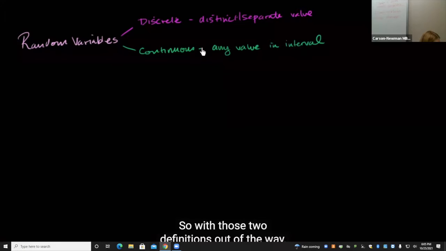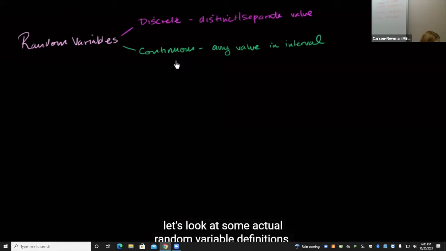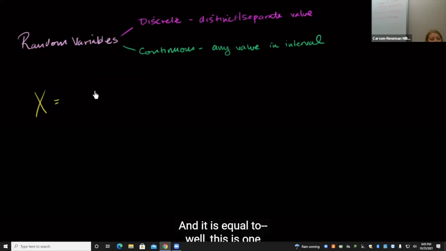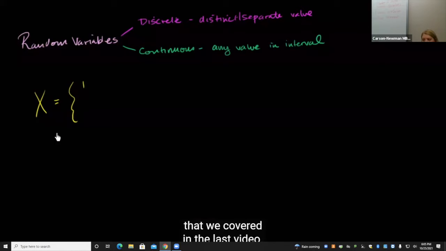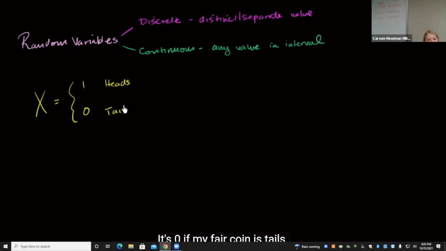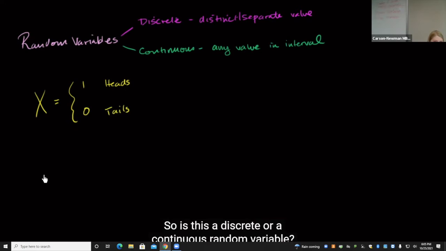So with those two definitions out of the way, let's look at some actual random variable definitions. And I want to think together about whether you would classify them as discrete or continuous random variables. So let's say that I have a random variable, capital X, and it is equal to, well, this is one that we covered in the last videos. One if my fair coin is heads, and 0 if my fair coin is tails. So is this a discrete or a continuous random variable?